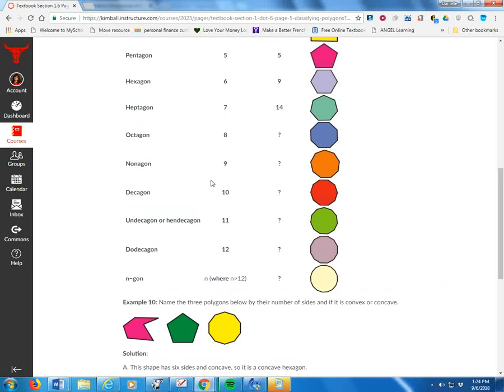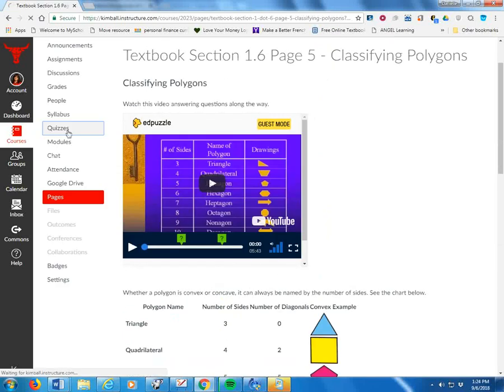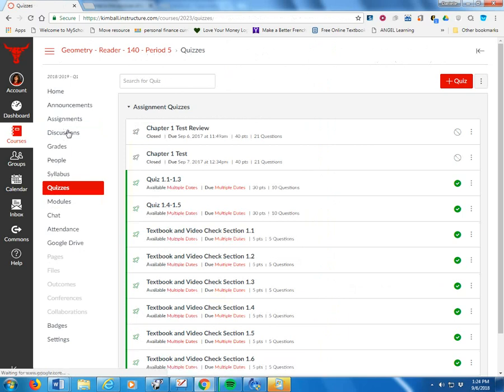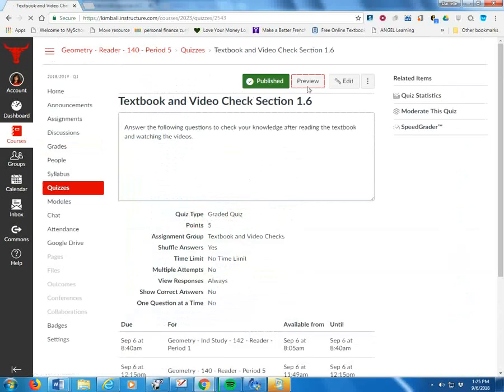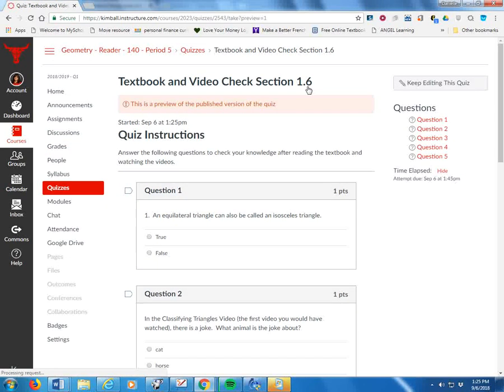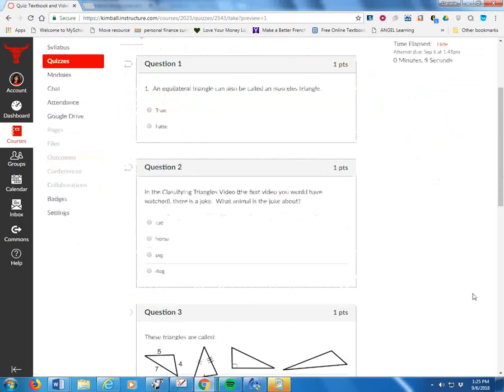So looking at the textbook check. An equilateral triangle can also be called an isosceles. True, because an isosceles triangle has at least 2 sides that are equal. An equilateral has 2 sides that are equal. Therefore, it can be called an isosceles. You can't call an isosceles triangle equilateral, though. So it only goes one way.